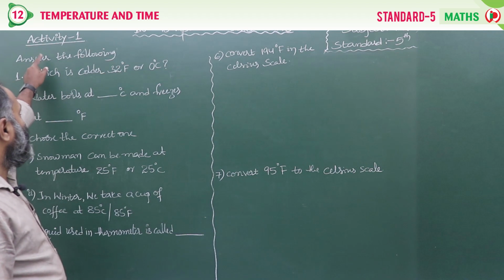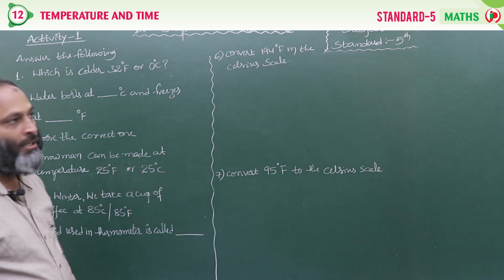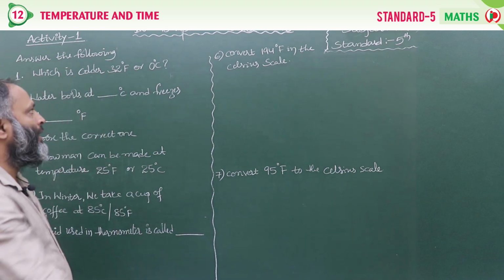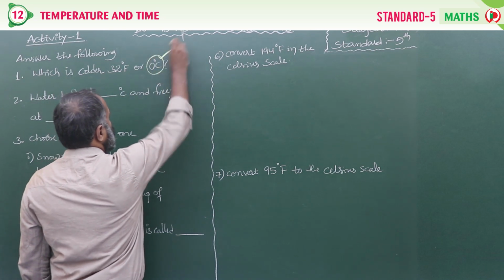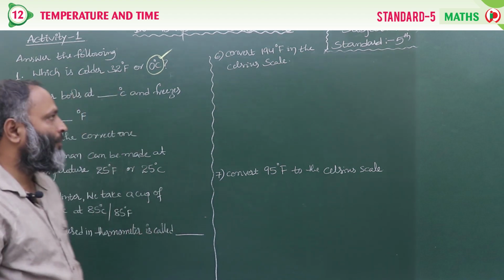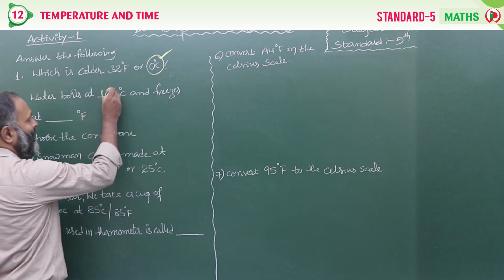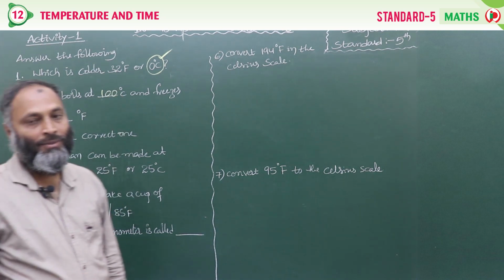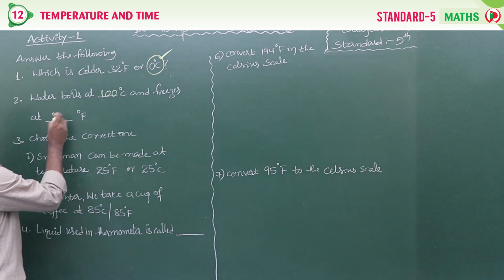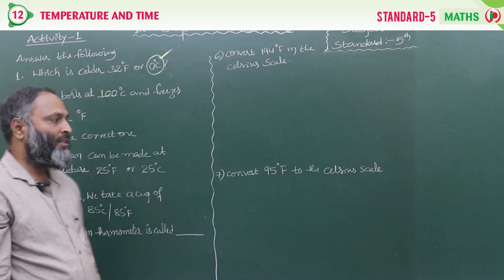Now the next, in Activity 1, the first bit, answer the following. Some questions are given, so we should answer them. The first one: which is colder, 32 degrees Fahrenheit or 0 degrees Celsius? 0 degrees Celsius is colder than 32 degrees Fahrenheit. Now, water boils at what degrees Celsius? Water boils at 100 degrees Celsius. And it freezes at, in degrees Fahrenheit, he is asking, 32 degrees Fahrenheit.